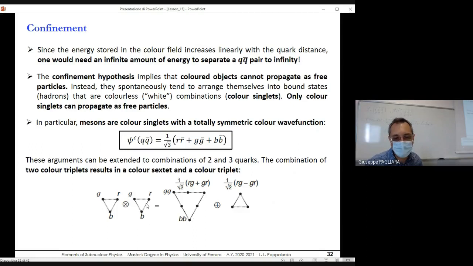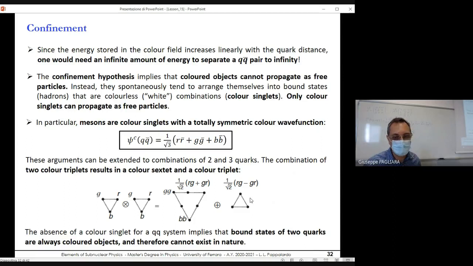As we've seen in the previous chapter about SU3 flavor, the algebra is the same. When you combine two quark triplets, you end up with a sextet plus a triplet, if you remember. Again, the same for colors, because the algebra is the same. So you obtain a sextet and a color triplet, but you don't get any color singlet. This means that no way you can get a bound state of two quarks. A state of two quarks carries color, so it cannot be a hadron observed in nature. What about three quarks now, which are baryons?